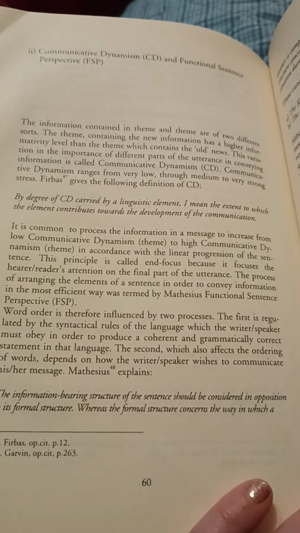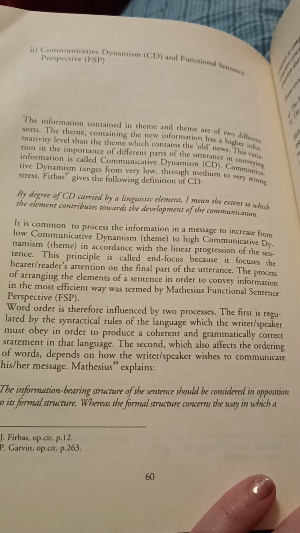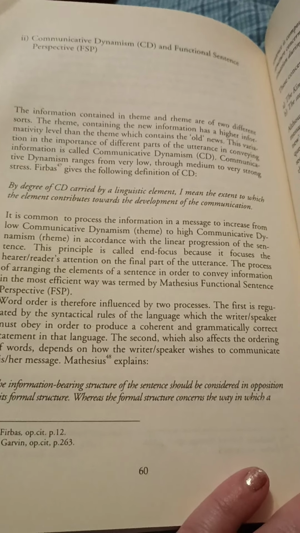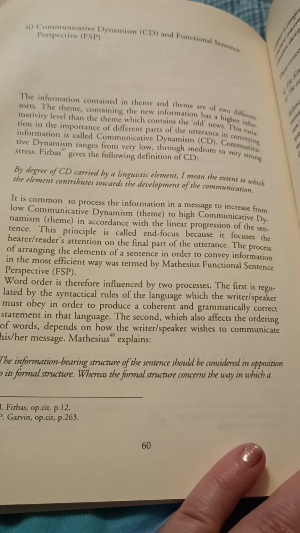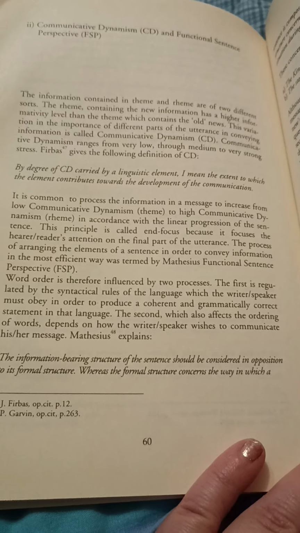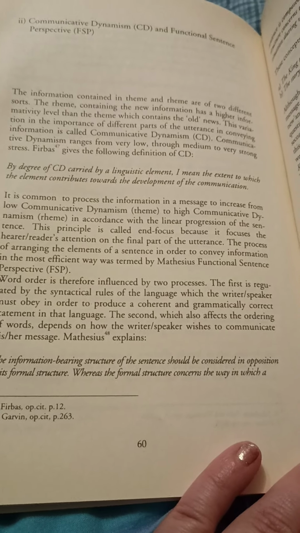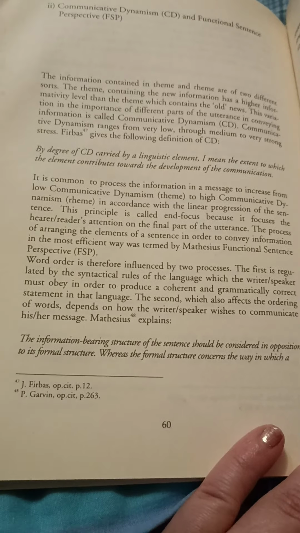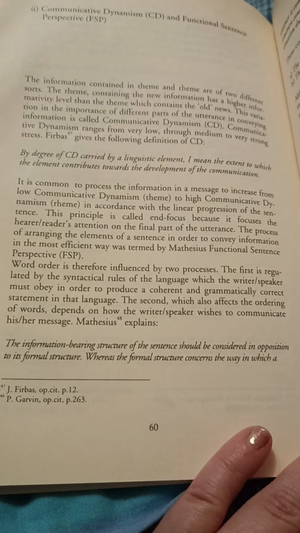Word order is therefore influenced by two processes. The first is regulated by the syntactical rules of the language, which the writer-speaker must obey in order to produce a coherent, grammatically correct statement in that language. The second, which also affects the ordering of words, depends on how the writer-speaker wishes to communicate their message.